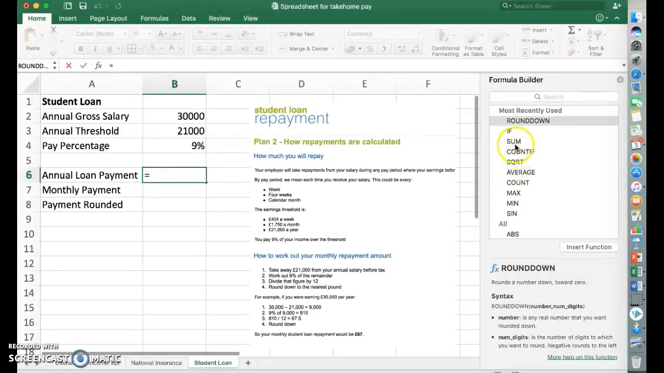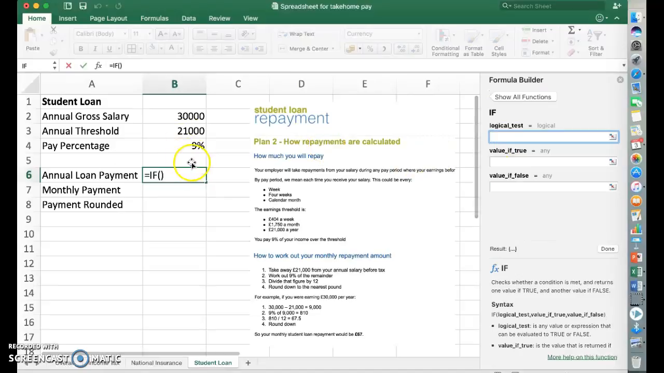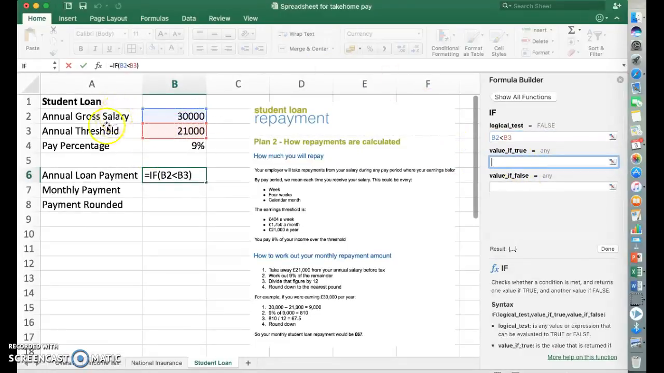I'm going to go over here in function. It's in my most recently used, but if not in yours, use the search up there, type IF in, and it'll come up. Let's see if our annual gross salary is less than the annual threshold. So if B2 is less than B3, and that is true, we don't pay anything because we're not earning enough. The threshold is not met, so we pay nothing. We're going to put naught in there.